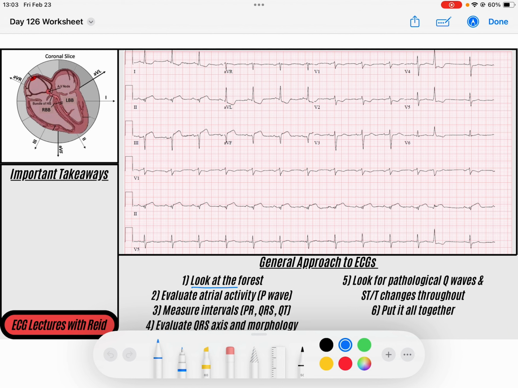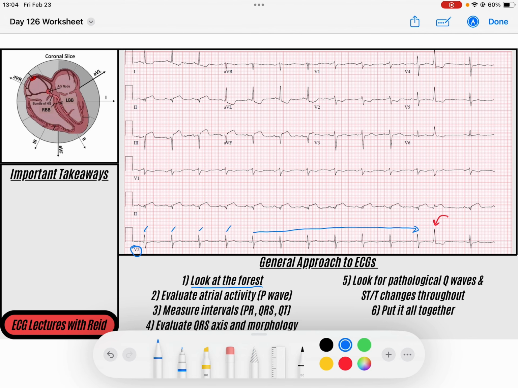So the first thing I like to do is look at the four and just get an idea of what we have going on. If I look in the rhythm strip, maybe V5, I know I've got a narrow complex rhythm that appears to be very regular. And you see that regularity goes all the way until we've got this early beat that looks a little different. So we'll check that out later, but otherwise things seem to be normal.